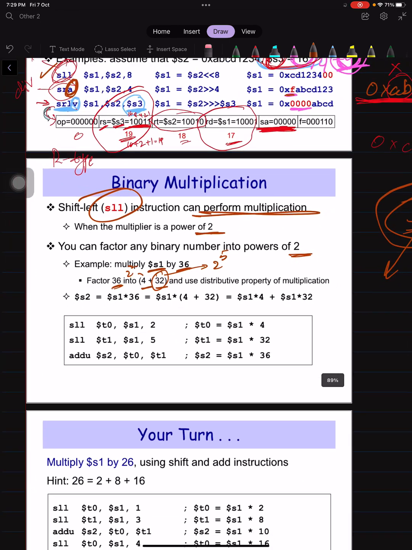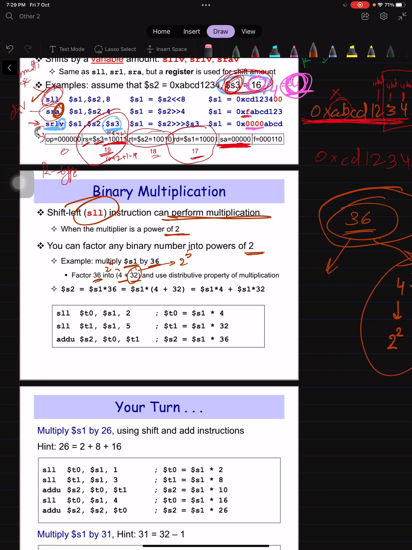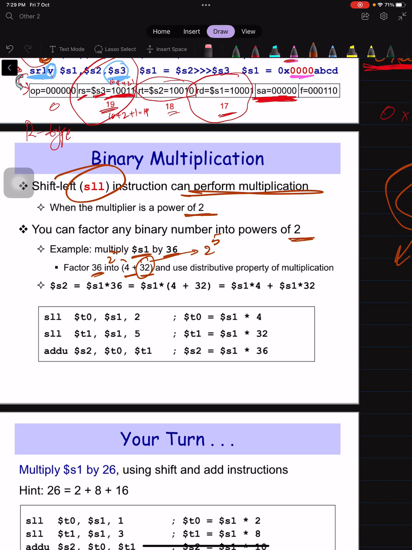What we want to do is multiply by 36 in here. Okay, now how to multiply by 36? We multiply by 4, and we multiply by 32. Of course, we want to multiply this guy, S1. So we take this and multiply it by 4, then multiply it by 32, then add the two of them together, add this with this. Okay.